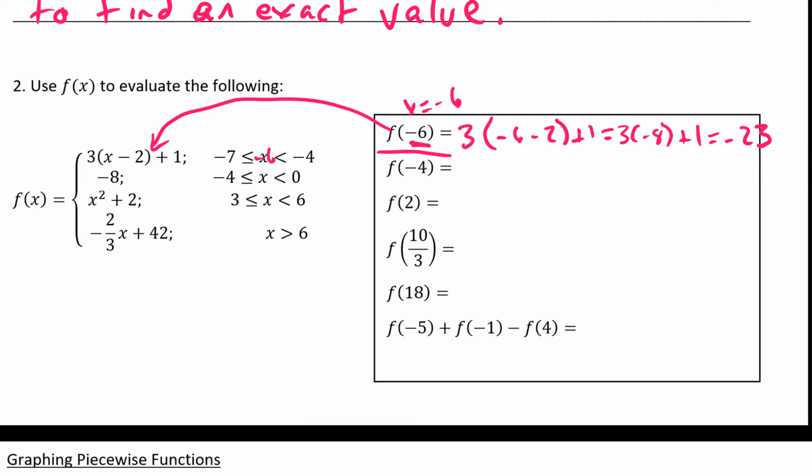Let's go to the next one. f of -4. Can we use the first equation? Why can we not use the first equation? Because it says we can use -7 to -4, but this one does not have an equal sign down here, right? So we cannot use this one for -4. So then, which equation can we use? The second equation.